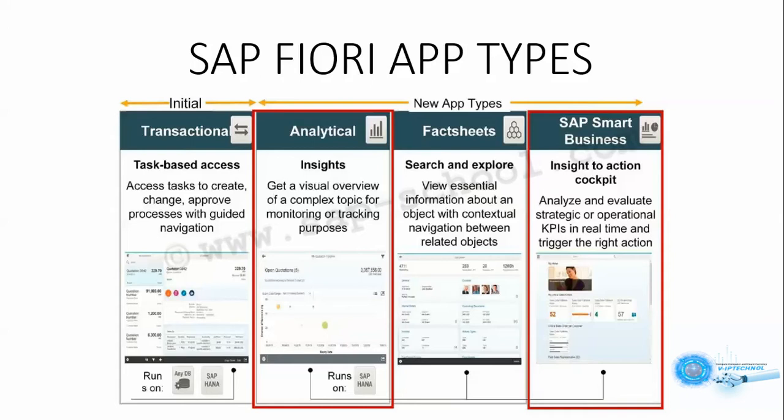SAP Smart Business is basically to provide the insight to action cockpit. So we can do the analysis and evaluate the strategic or operational KPIs in real time and trigger the right action on the basis of those KPIs. We have already covered the configuration of the transactional apps and the fact sheets. So in this session, we will target the analytical apps and the SAP Smart Business apps.